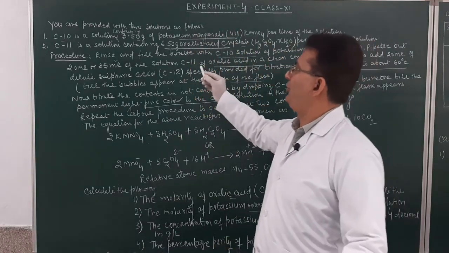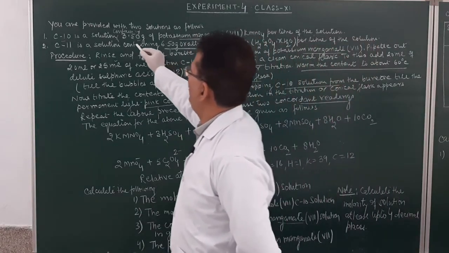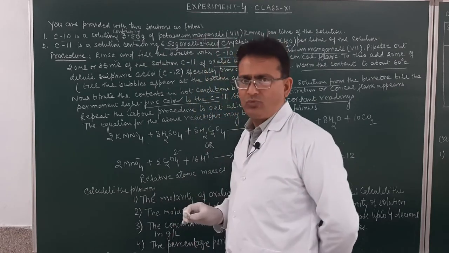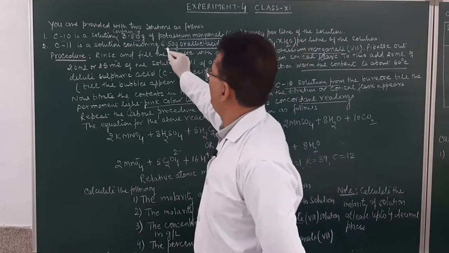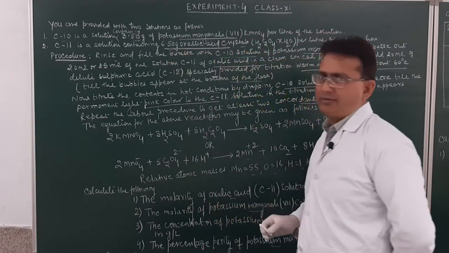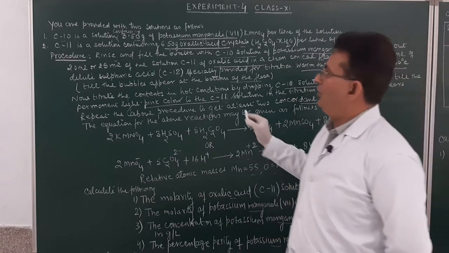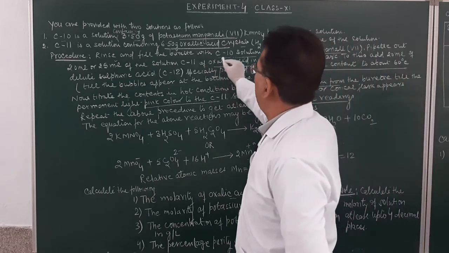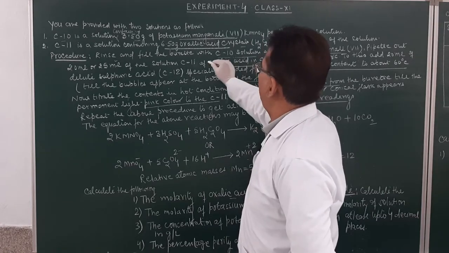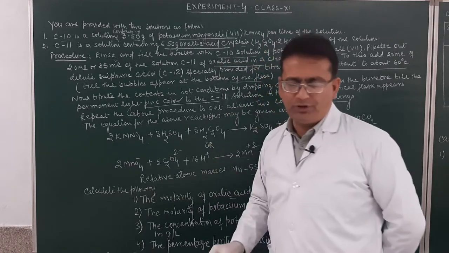You are provided with a solution C10. It is a solution containing 3.50 gram of potassium permanganate. Then C11 is a solution of oxalic acid which contains 6.50 gram per liter. Now rinse and fill the burette with C10 solution.